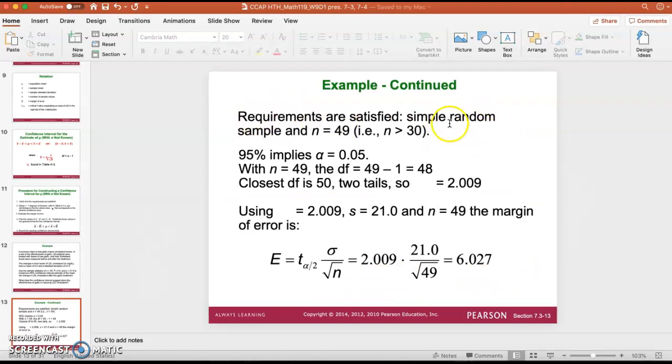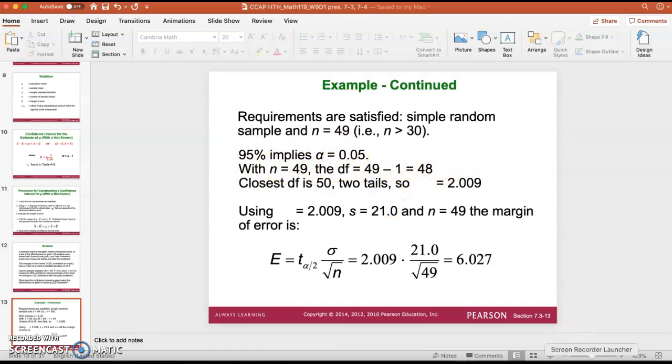So requirements were satisfied. We've got a sample size bigger than 30, and we're going to be dealing with a simple random sample. So this 95% implies that essentially the leftover percentage is just 5% there. And with n equals 49, that means our degrees of freedom is 48.